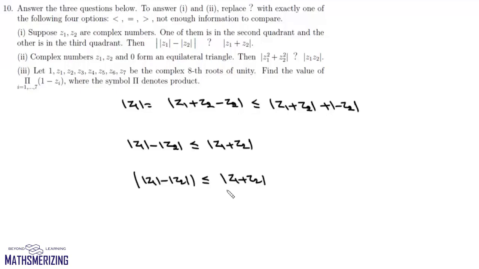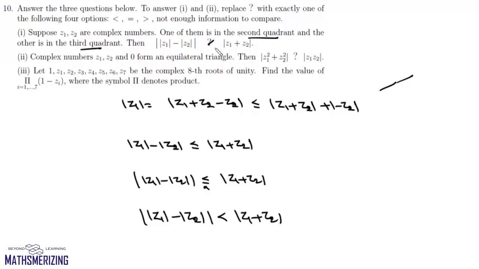Now we know that we'll get equality when both the complex numbers have the same argument, but in this case one of the complex numbers is in the second quadrant and the other one is in the third quadrant, so we won't have the equality sign here. So in this case it'll be the strict inequality, which is mod of (mod z1 minus mod z2) will be strictly less than mod of z1 plus z2.